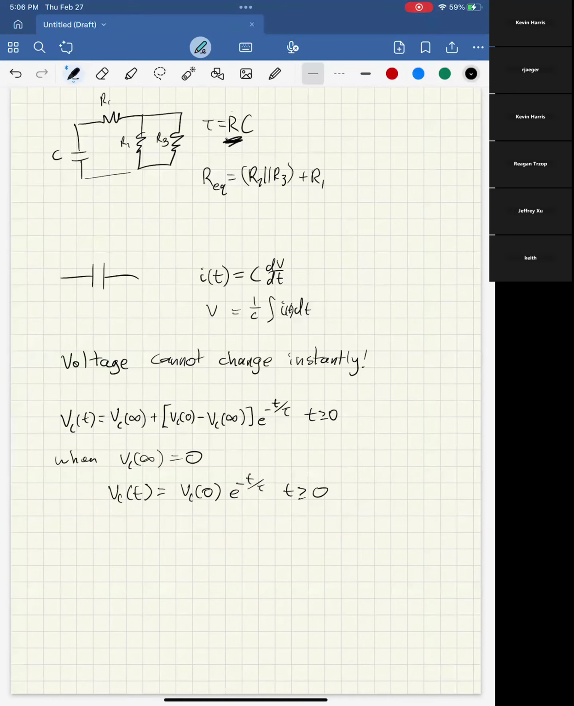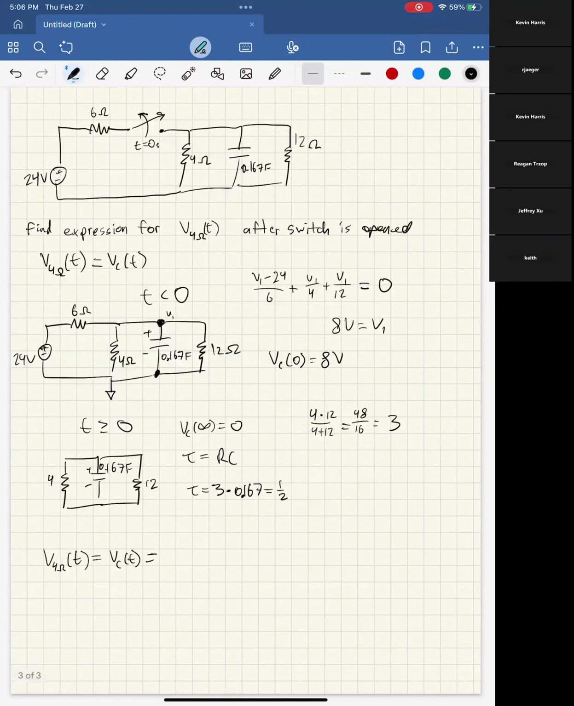So here we got VC of zero. I'll write it out. So VC of zero e to the negative t over tau, which in this case would be 8 volts. So 8 e to the negative t over 1/2, which is then 8 e to the negative 2t. And then make sure you write the unit, and for t is greater than or equal to 0 seconds. Very important. Because if you don't write those, then you're not actually saying anything. You have to be specific like that. And that would be how you solve that question.